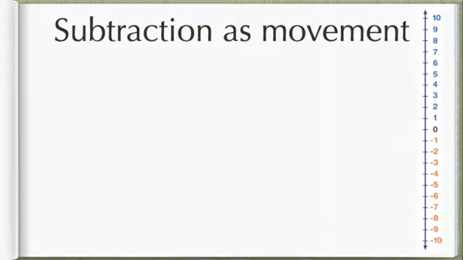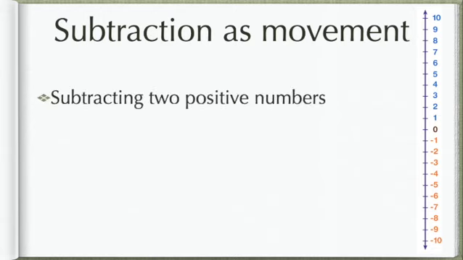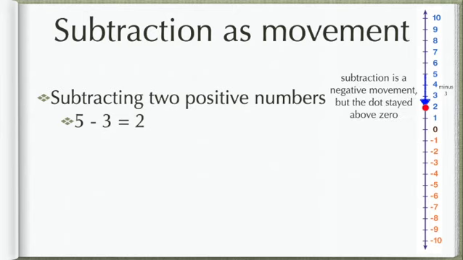There's another way to look at subtraction on a number line, and that's subtraction as movement, specifically going down. So if I'm subtracting 2 positives, such as the numbers we used before, 5 minus 3, then it moves down 3 spaces and lands on 2. So 5 minus 3 is 2. Subtraction is a negative movement, but the dot stayed above 0, so thus your answer is positive.